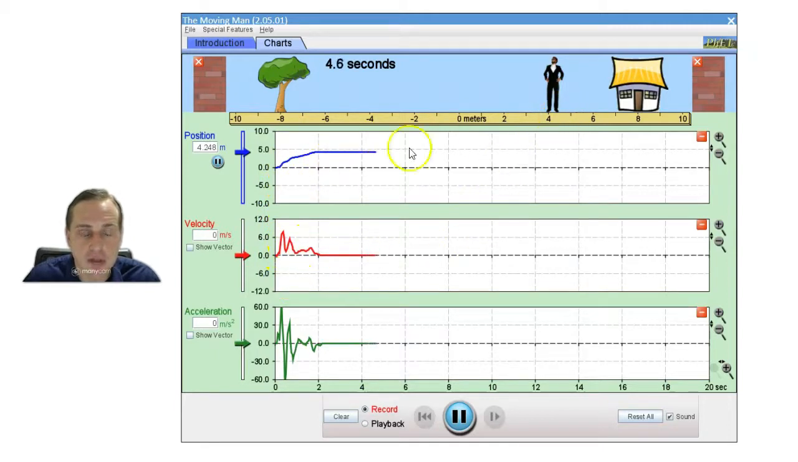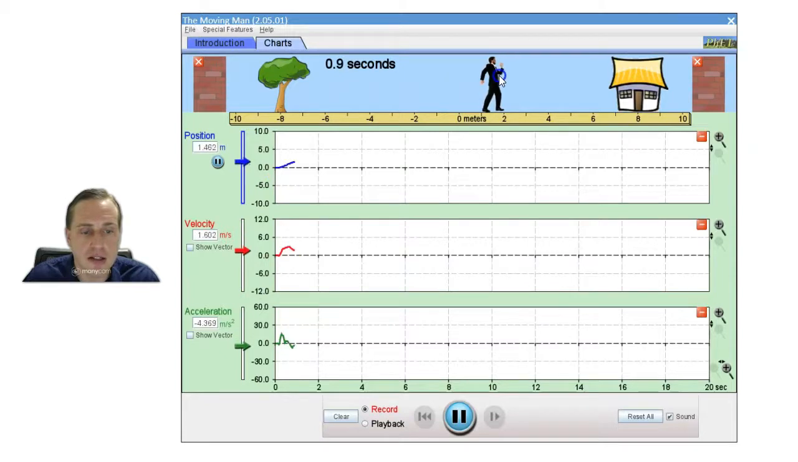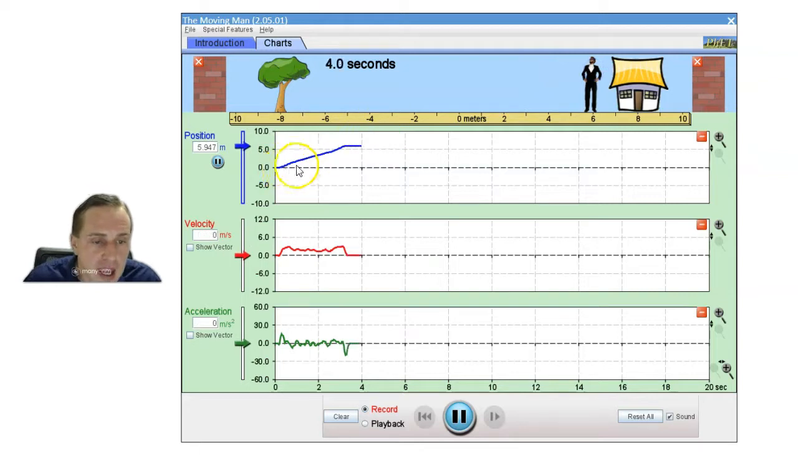Now that he's stopped, his position is no longer changing in time, his velocity is no longer changing, and there's also no acceleration. So let's in fact try to do as best we can a small, slow, constant velocity as this man is moving. Okay, so let's click on the man. Let's get this going with a nice constant velocity. And notice that the position is increasing with a nice constant slope.